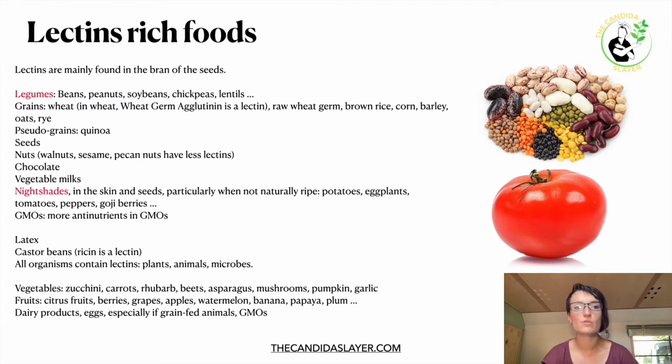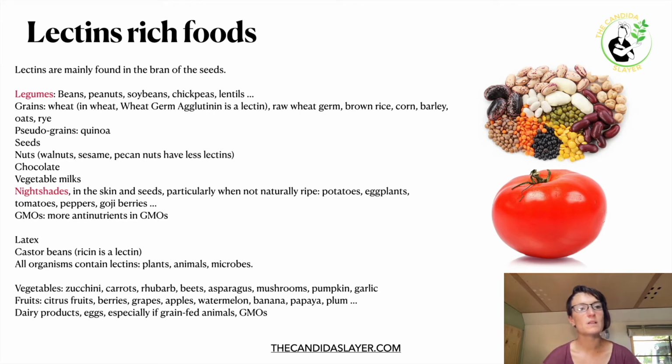Lectin-rich foods. Basically, lectins are in two main food groups: in legumes, so generally in seeds, as we said, but mainly in legumes, and also especially in the nightshade family. These are the two families where you will find most lectins: legumes and nightshades. As we said, lectins are mainly found in the bran of the seed, in the shell, the outer part of the seeds.